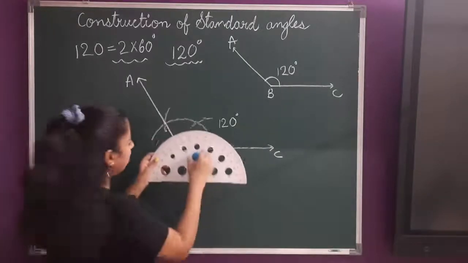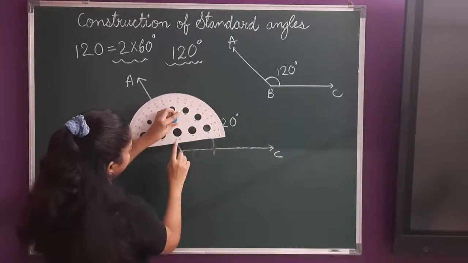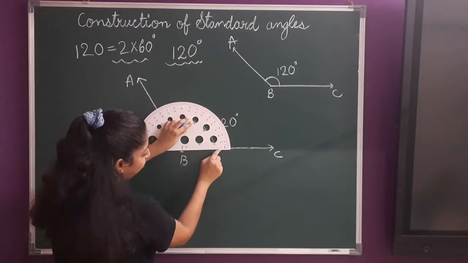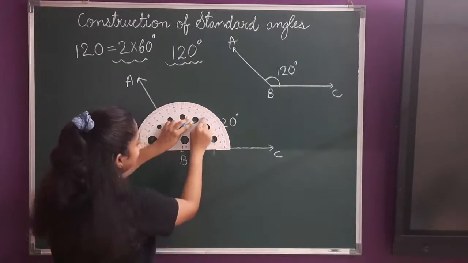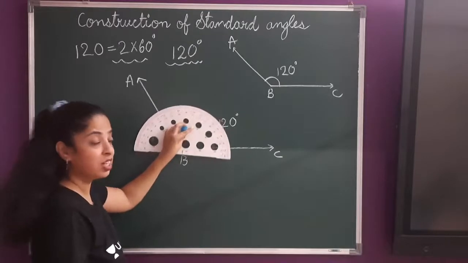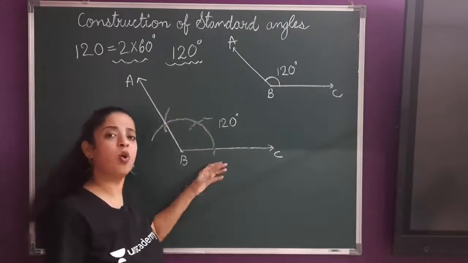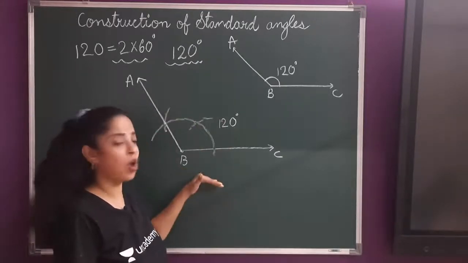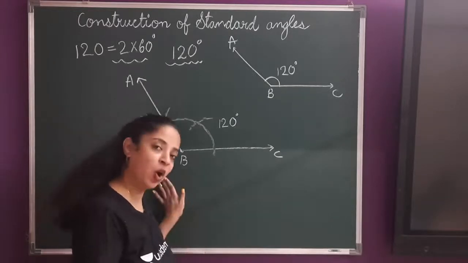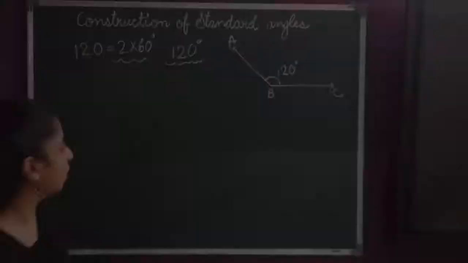I have taken a protector, keeping this 0 at point B, aligning it properly, starting from 0, reading it from the inner scale. This is exactly 120 degree, my dear children. So you also pause the video and draw this again. Okay? You have doubts? Let me draw it once more for you.